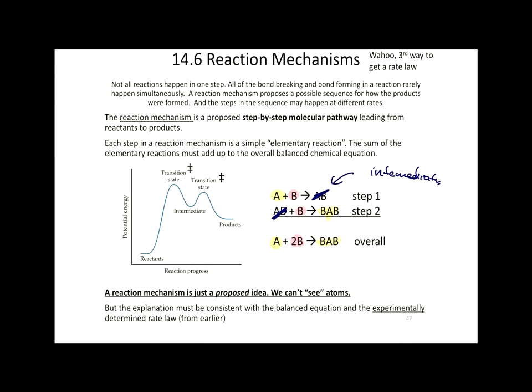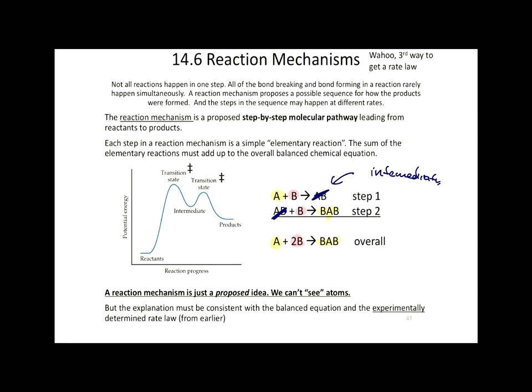So the big point in this part of the chapter is you're not expected to come up with a mechanism on your own. You'll never be asked to do that, ever. Usually how we assess this part of the chapter is I give you a mechanism, and you need to determine what the rate law is. So you don't have to come up with a mechanism from scratch. And so the idea here is these mechanisms are just a proposal.